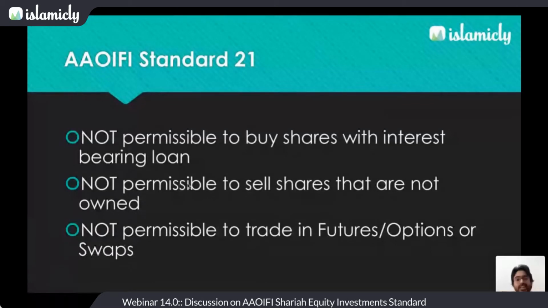Also, the AAOIFI standard tells in very explicit, clear terms that it is not permissible to trade in futures, options, or swaps of Sharia compliant stocks also. So trading in futures, options, and swaps is not allowed. Trading in a manner that is short selling is not allowed. Buying shares, even if they're Sharia compliant, but on borrowed money, which is interest bearing, is also not permissible. So they give out these small trading rules as well. A little bit of it though.